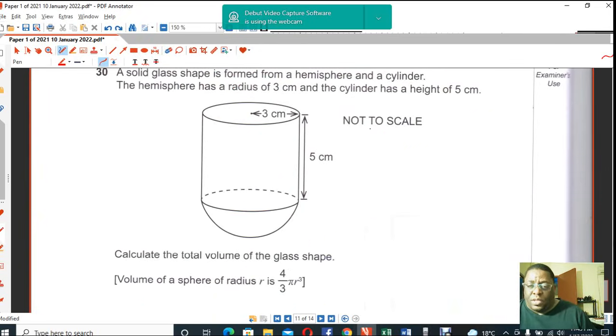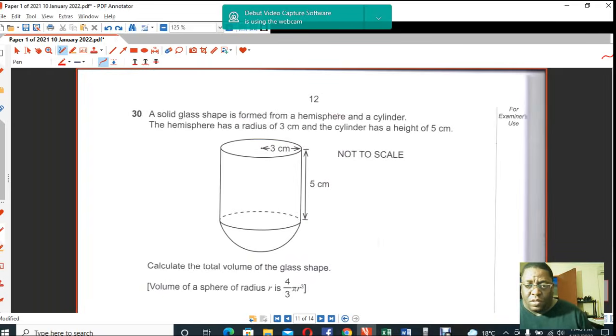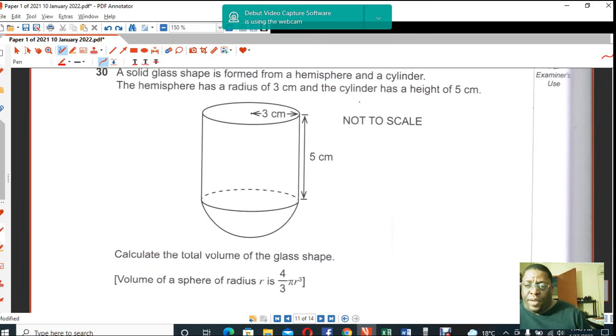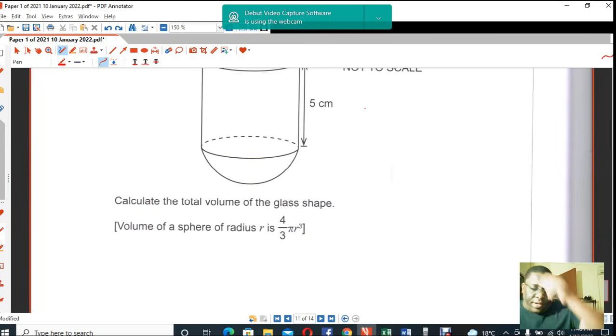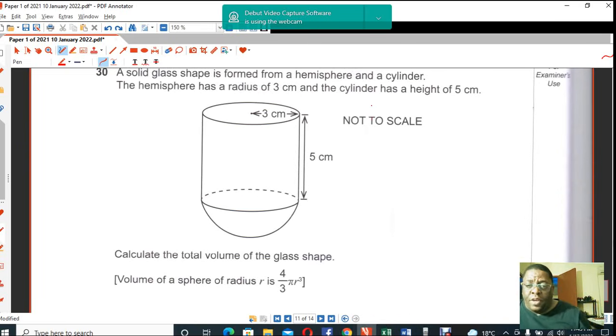Right, let's get to question 30. Now, question 30, you have got a solid shape, and it's a glass shape, and it consists of a hemisphere and a cylinder. Okay, so eventually they want you to find the volume of the glass shape. Right, so you're going to deal with two things. So first, you're going to deal with the volume of the cylinder, if you know the formula.